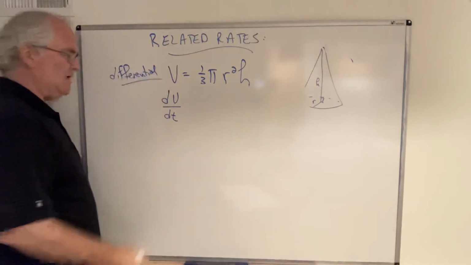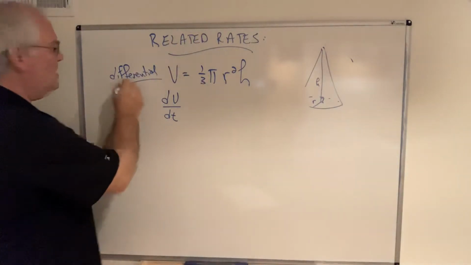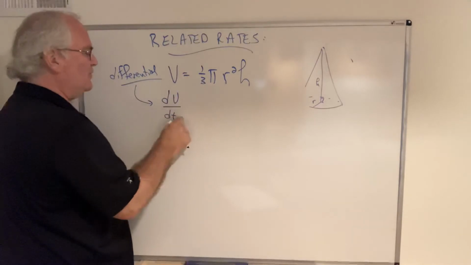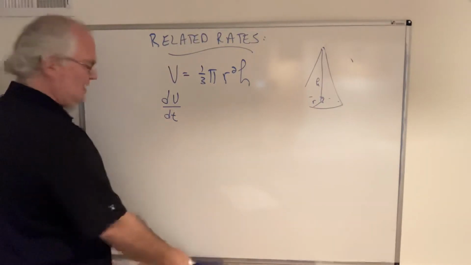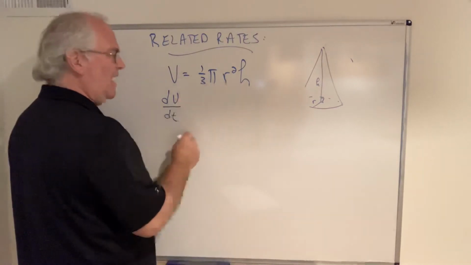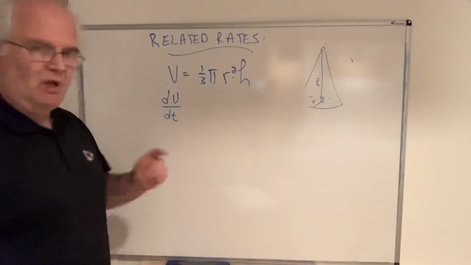I call it that because that's what it is. It's a differential. So this is the differential of volume with respect to time. Later on, we're going to be counting them, and that's what I mean by a differential. Now, on the right-hand side, we have two variables multiplied.